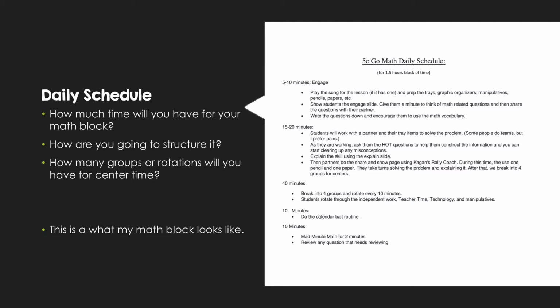I use 5 to 10 minutes to engage the students with a song, a story. We use our graphic organizer, manipulatives, and we write. After that, we do 15 to 20 minutes with partner work. We're solving the hot questions. We're discussing it. Then we spend 40 minutes in small groups. I do 4 groups, rotating every 10 minutes. And then we do calendar time for 10 minutes. And then we do minute math and review.